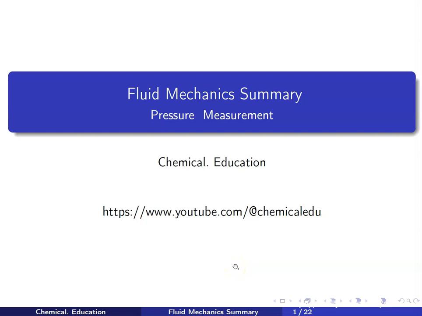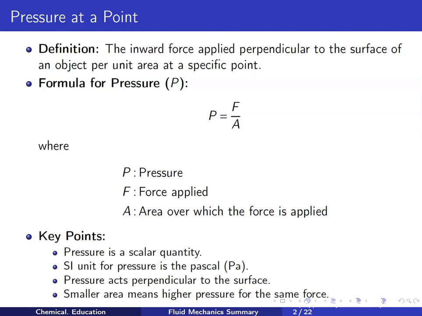Today I'll talk about pressure and pressure measurement summary. Now first I talk about what is the pressure definition. Definition of pressure at a point is like that: the inward force applied perpendicular to the surface of an object per unit area at a specific point. So formula for pressure: P is equal to F by A.